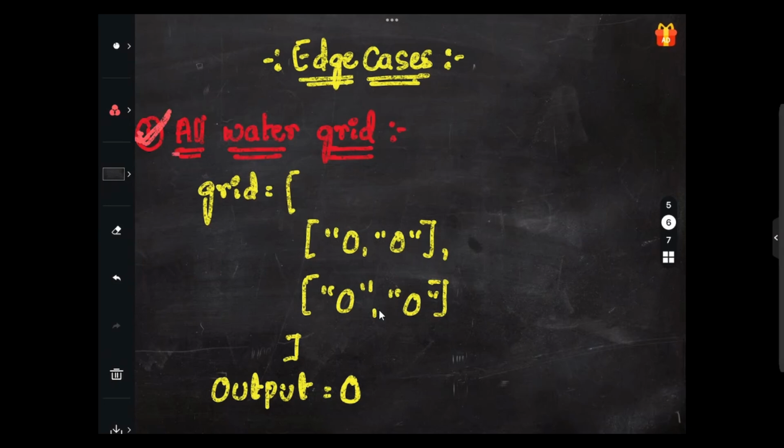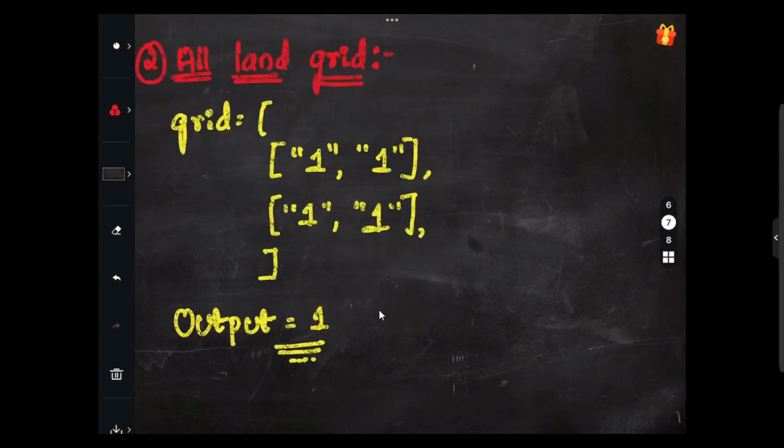So the first edge case here is for the all water grid. We have all the water here, so the output will quite obviously be 0. We don't have the island at all, right? Land at all, sorry. In this case 0. So here we'll start from here. Next we'll move right, we can move this way or we can move this way finally.